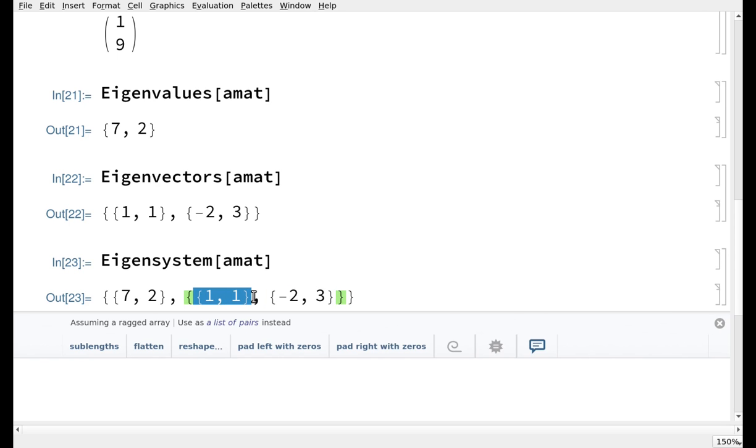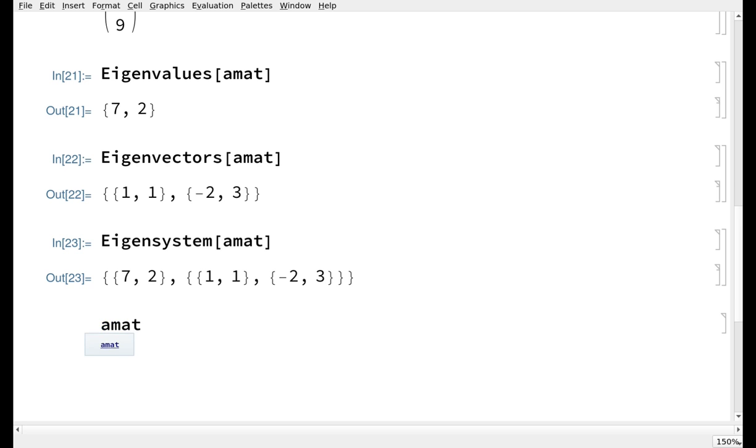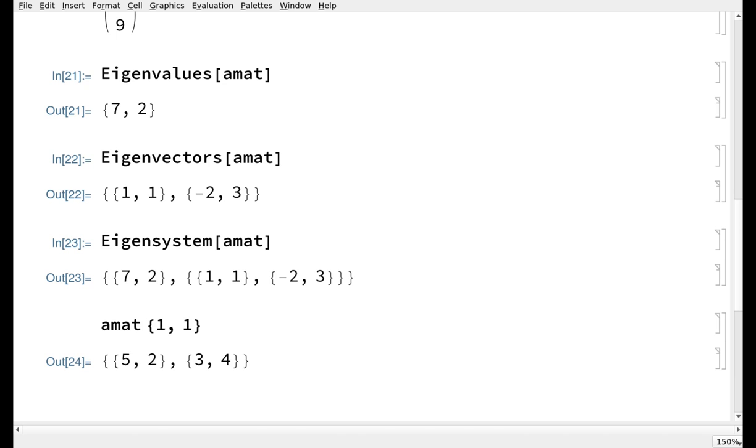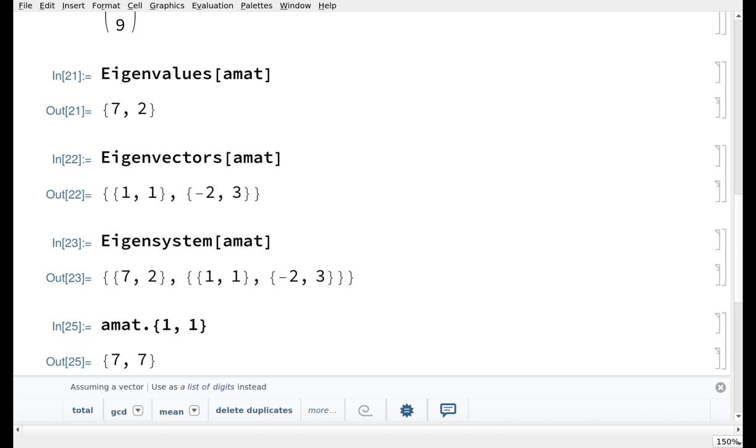If you want to check, I think Mathematica does understand how to multiply a matrix times a vector like this. So notice I put a space. Let me see. Is it going to do this right? Let's see. No, it did not work. Oh, I see. Maybe what I should do is dot. That worked.